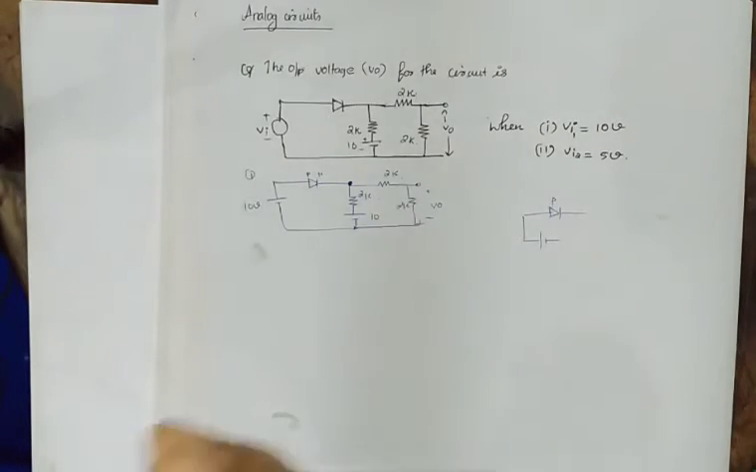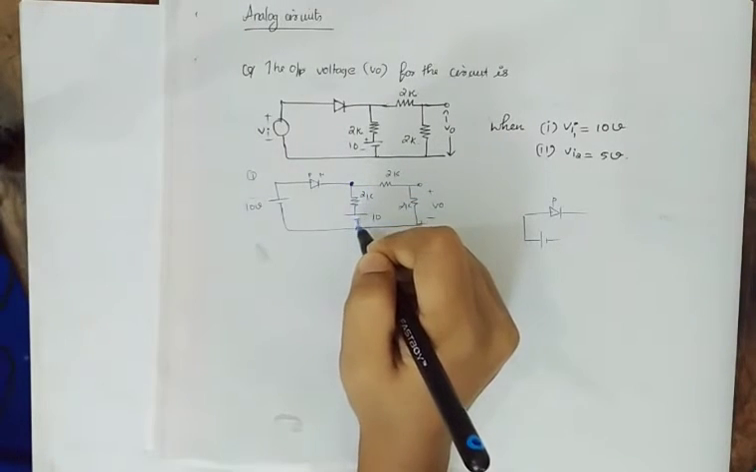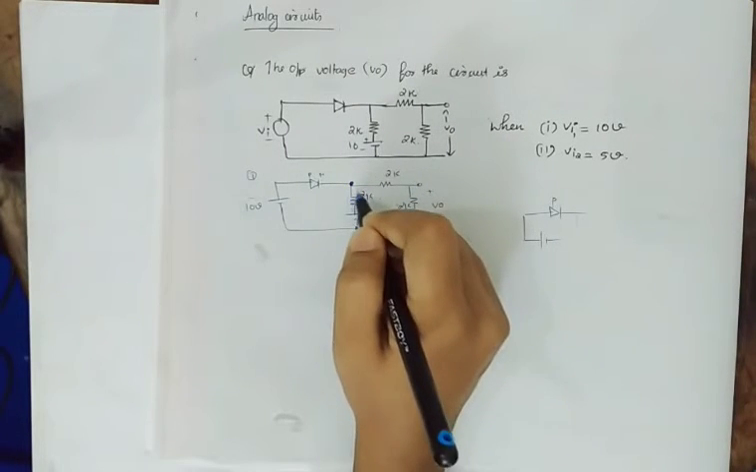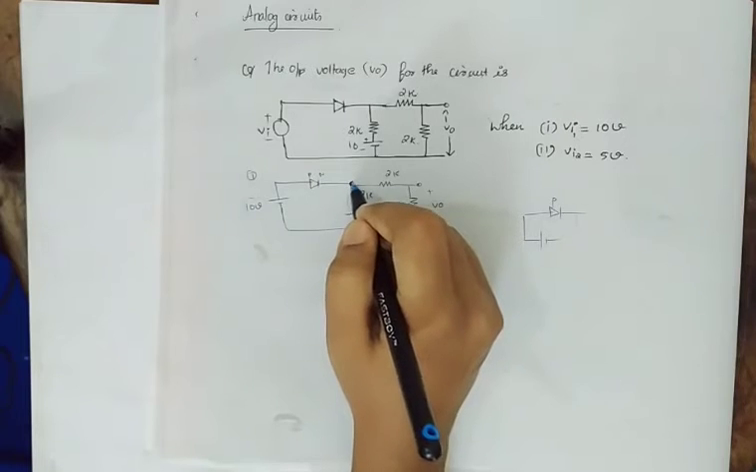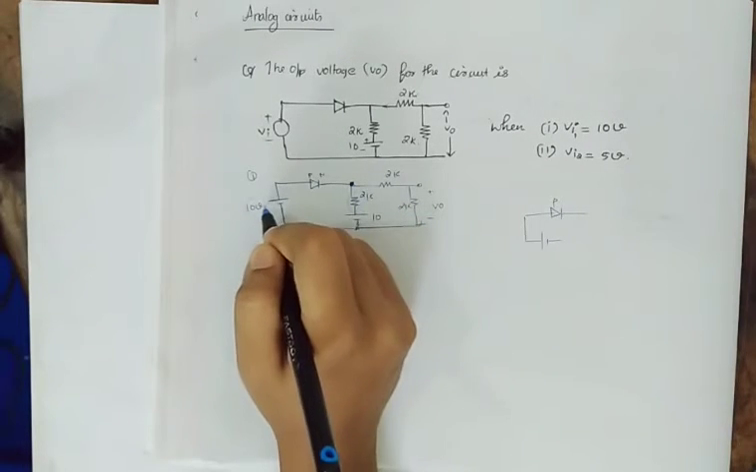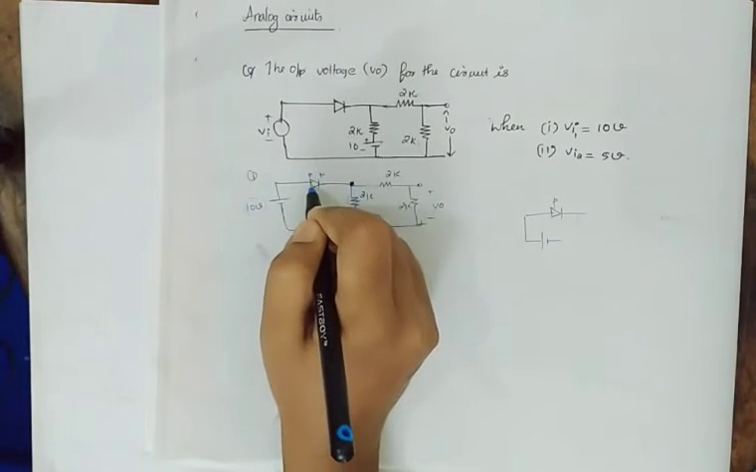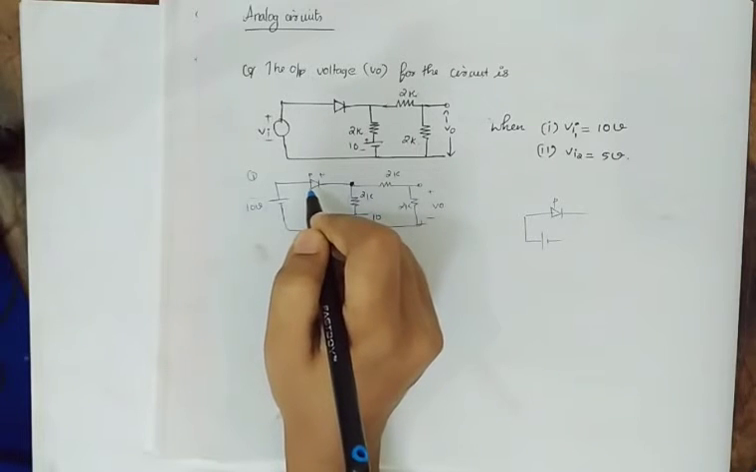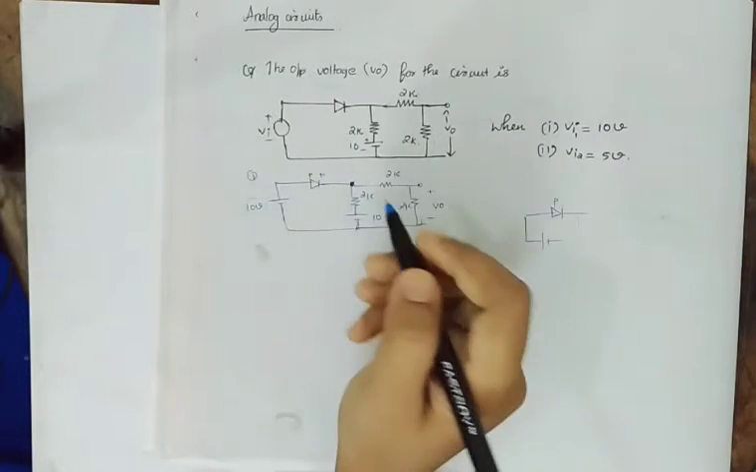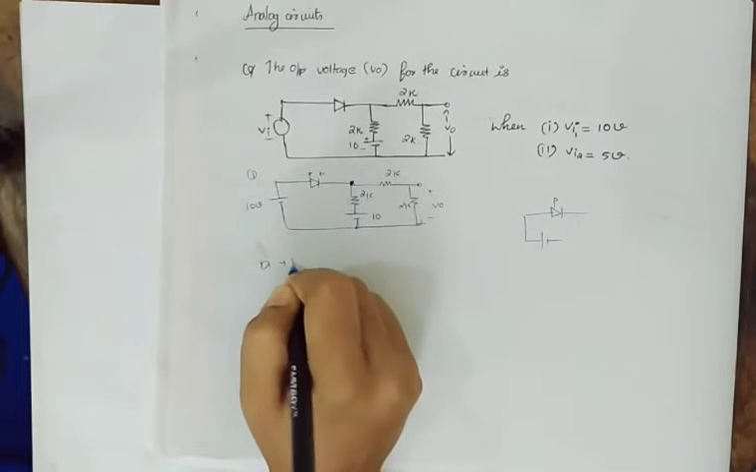So by inspection, by looking at this, there will be voltage drop across this 2K. So it will be less than 10 volt only. So this one is 10 volt that is connected to P side. So from here we can conclude that this PN junction is forward biased. So D is forward biased.